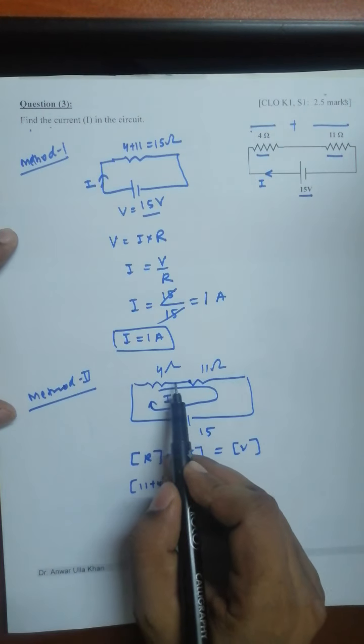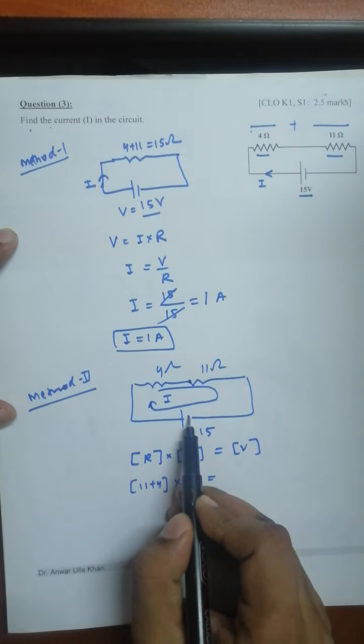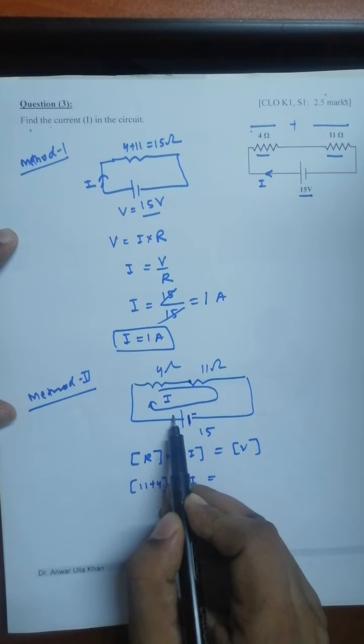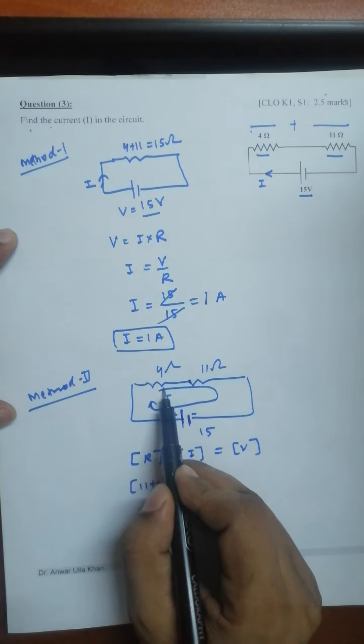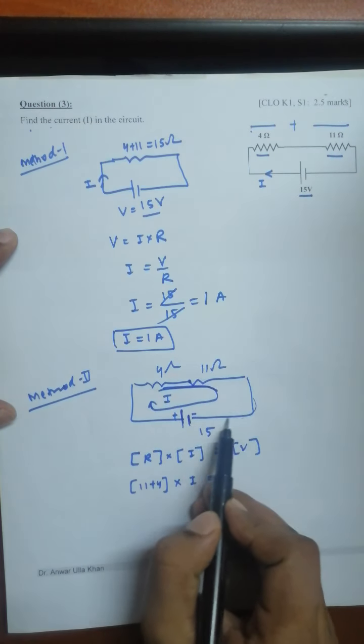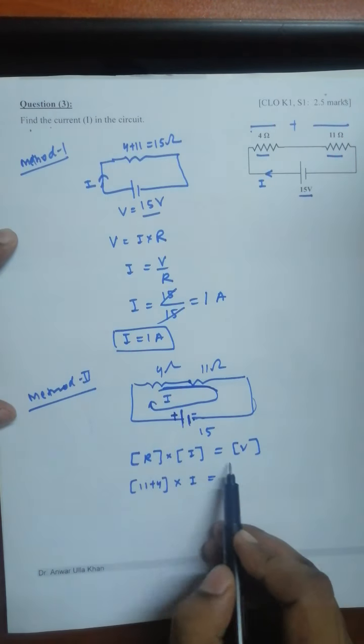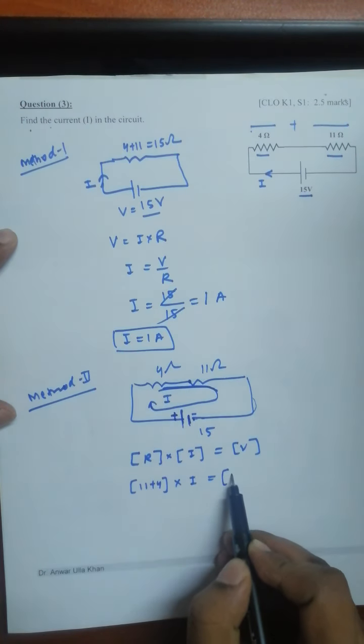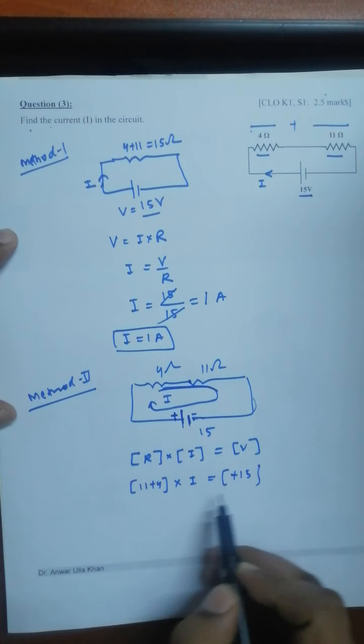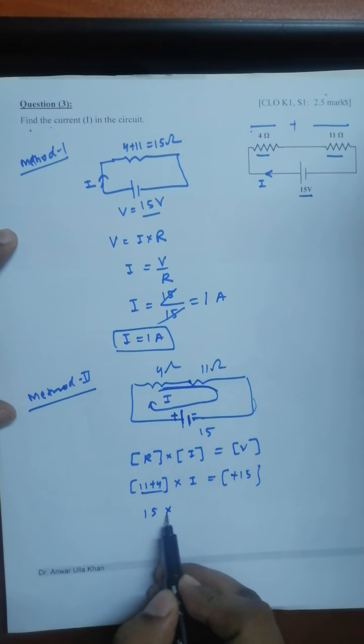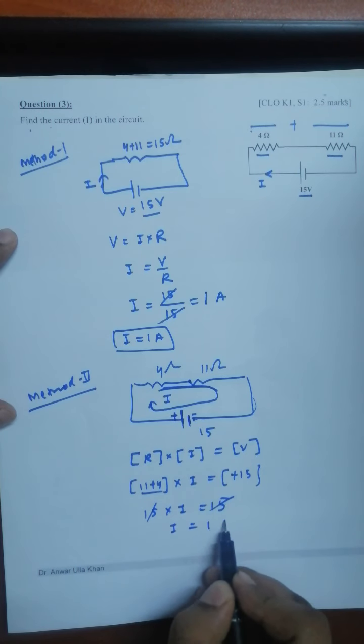And what is the voltage? Voltage is where you reach. This is first minus, this is plus. The current will be coming here, first the negative sign, then the positive sign, so you take the positive sign. So it will be plus 15. It is 15, it is I, it is also 15, just cancel out. So I will be 1 ampere.